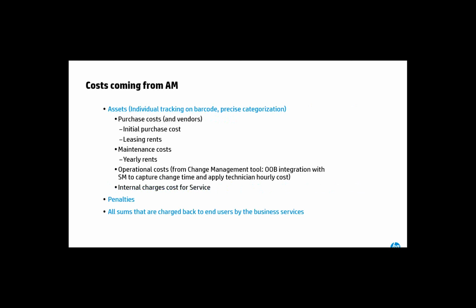A lot of costs are coming from asset management. From an asset standpoint, you can track assets by barcode, categorization, the purchase costs with the vendors. You can track the initial purchase costs, the leasing rents, the maintenance, yearly rents. So there's a lot of costs that we can bring in through asset management. We talked about penalties, and then of course, as we've mentioned many times throughout the webinar here, we're able to bring all this data up into one bucket so that you understand the cost of the business service, and you're able to charge back the end users appropriately.